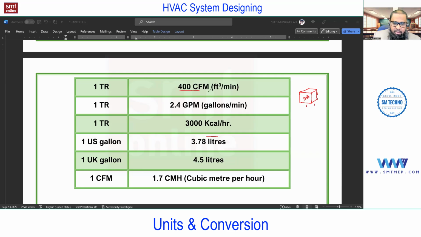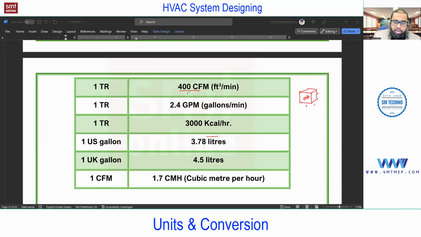How it's a heat. But this is a flow rate. How can we relate this? 400 CFM of air flowing inside the building or inside a room. That much cool air gives the cooling effect of 1 ton. So this is not a direct conversion.